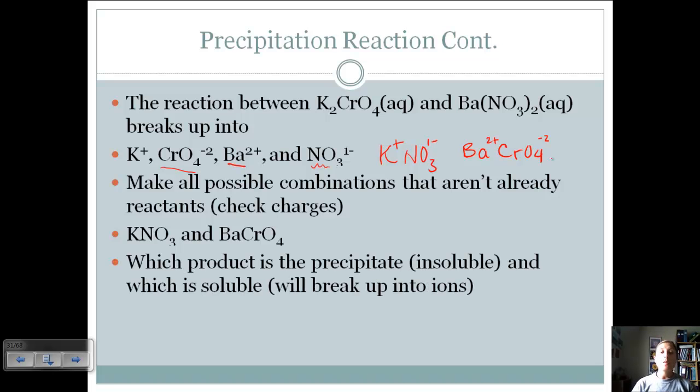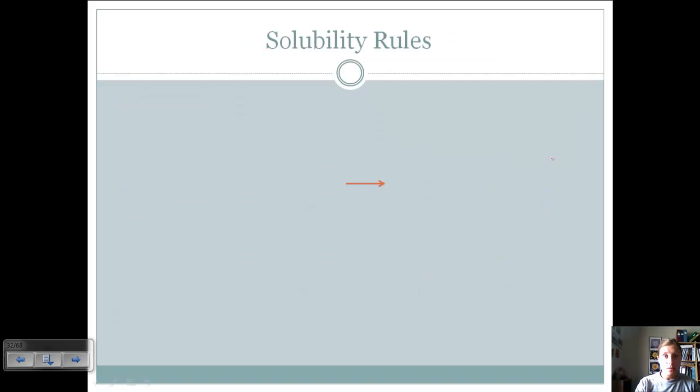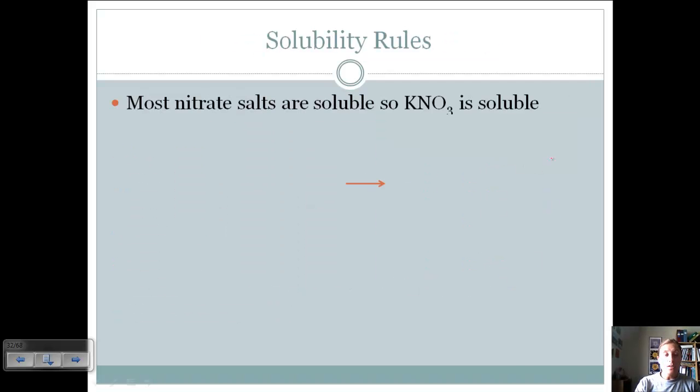Now we need to figure out which one, if any, is the precipitate, or the insoluble compound, and then which product is soluble, or will break up into its ions, or is aqueous. In order to do this, we use what are called solubility rules. There's a list of solubility rules in any textbook, and I've also got one in the notes. So let's look at some solubility rules.